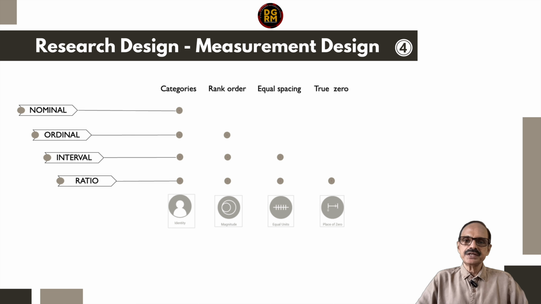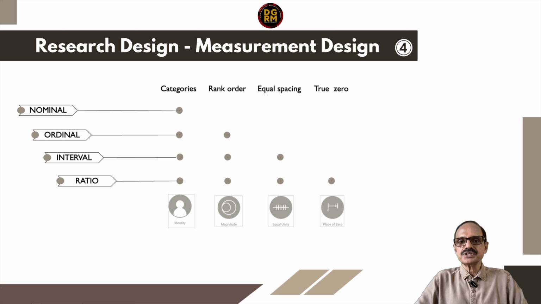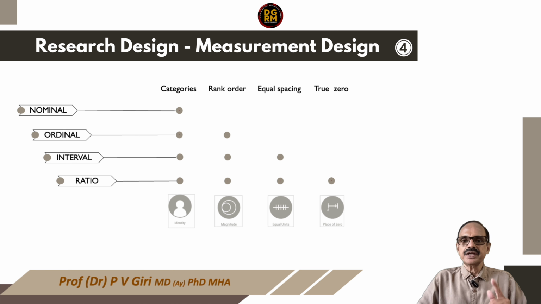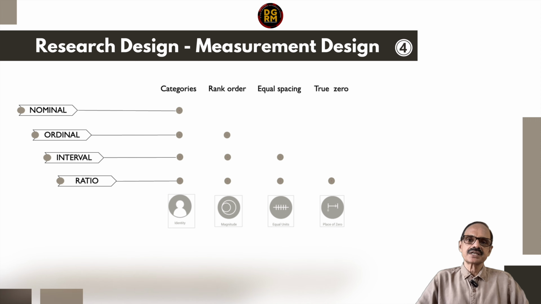Next is interval. In interval, it is categorical, it is ordinal, and at the same time, it has got equal spacing. For example, 0 to 10, 10 to 20, 20 to 30. So in between, the space is equal, whereas in ordinal, between fair, good and excellent, we don't know whether the space is equal or not. The ratio has all these characteristics, and it has got a true zero also. So this is very important while you are doing statistical work.